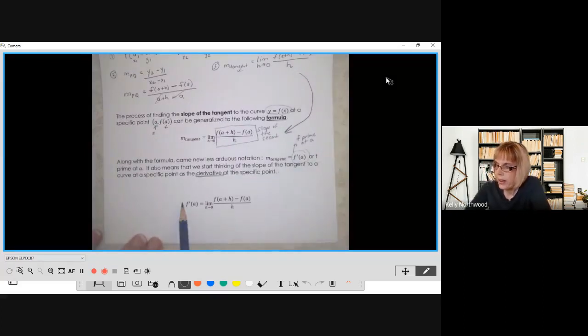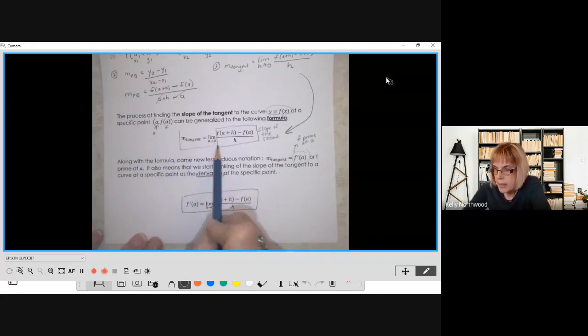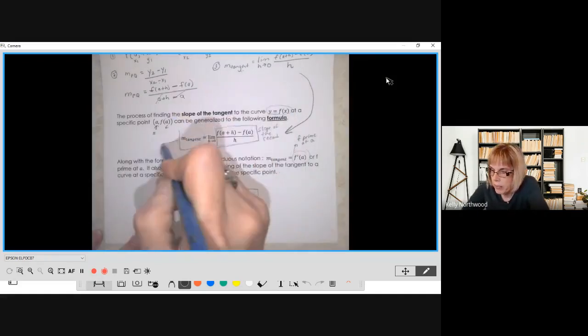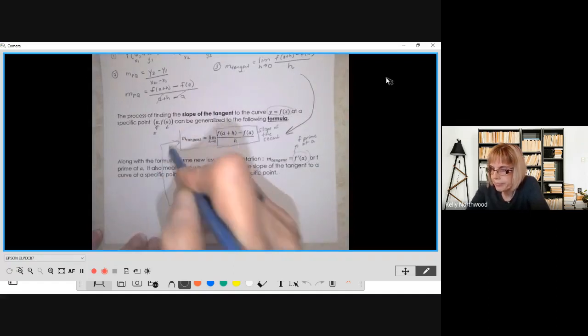So then we have the second formula that is exactly the same as the first, except we changed f prime at a to slope of the tangent. And either one is fine to use. The big thing here is that you know that they both mean the same thing.